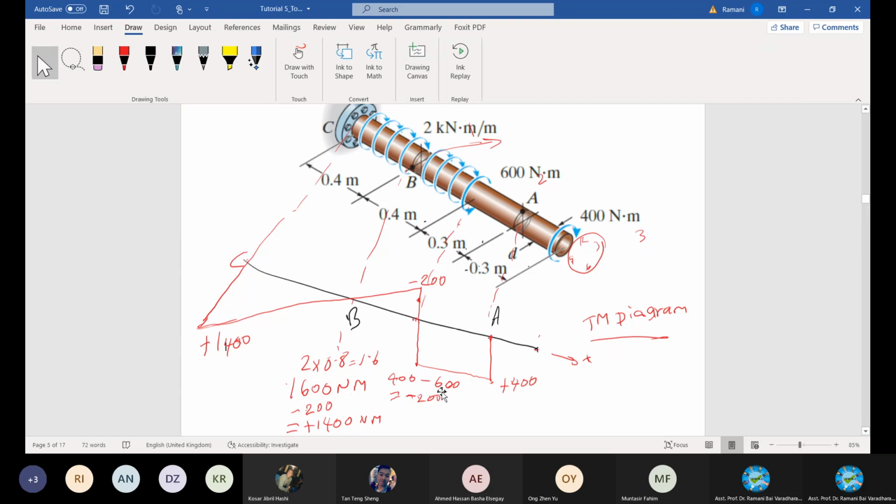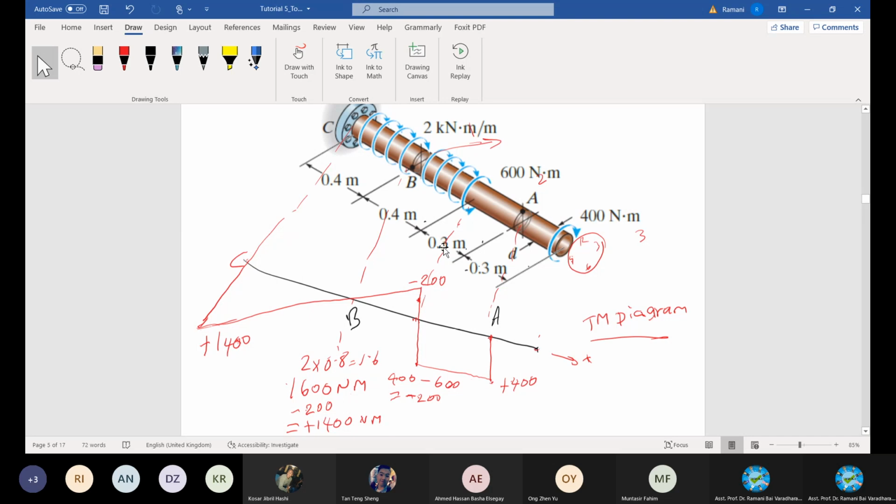So I subtract the 600, which is in anti-clockwise direction. I mark this as negative 600. I get 600. I cannot stop here. I need to reach minus 200. So my drawing will go from this point to this point.